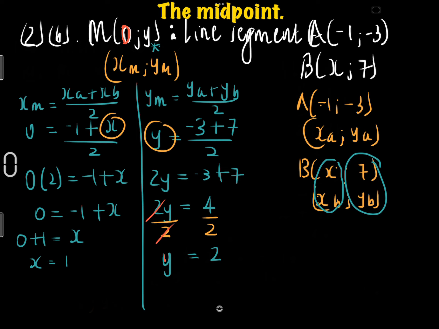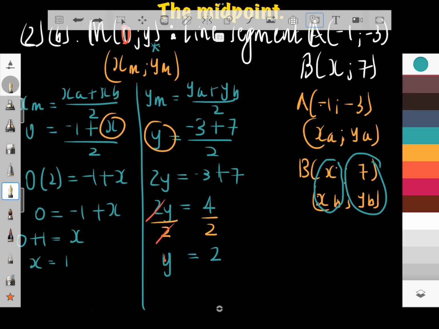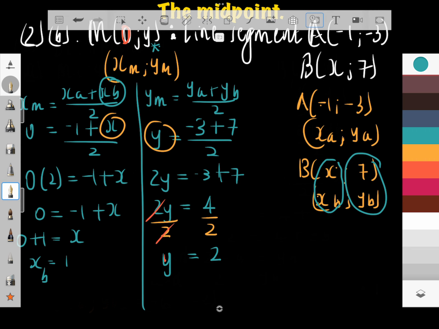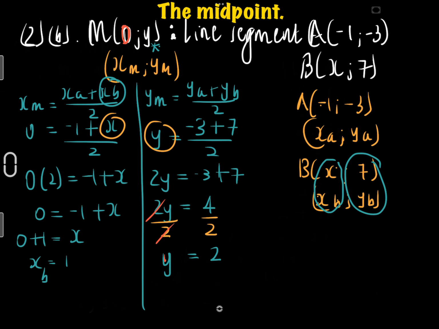So y is equal to 4 divided by 2, which gives us 2. So x and y are found now. We can say xb is equal to 1, that's what we are looking for, and ym is equal to 2, and that brings us to the end of our application.